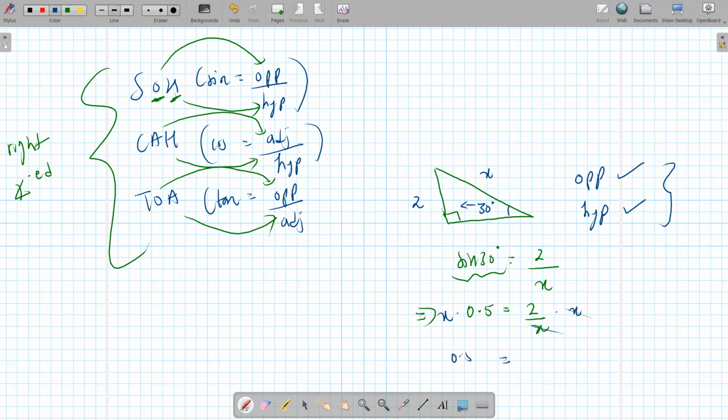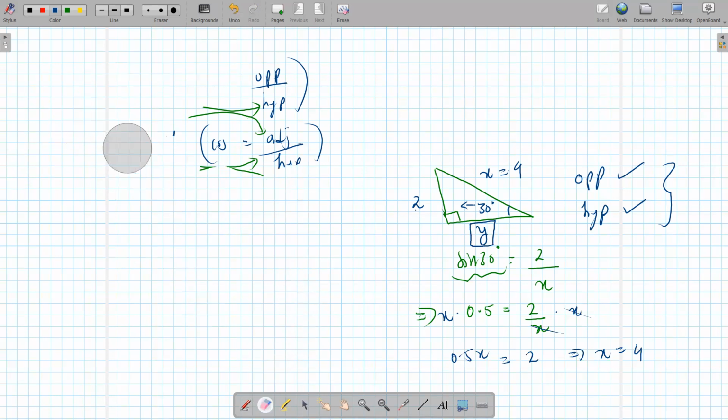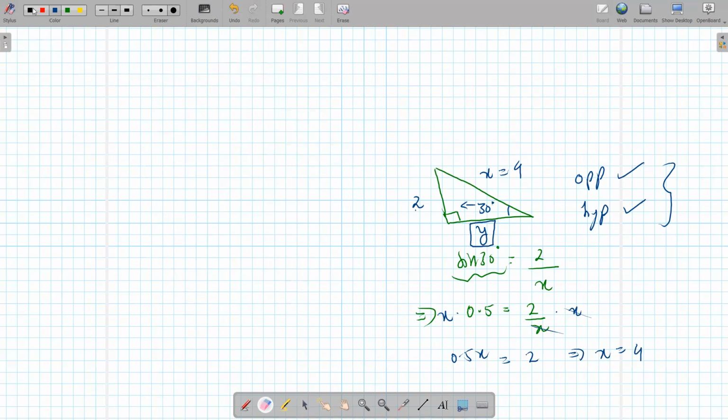So we get 0.5x is 2. And then we would get x is divide both sides by 0.5, x would be 4, right? Now notice this is a right angle triangle. What if I wanted to find, I don't know, y? How do I go about finding this? I already know the two other sides. It's a right angle triangle. You want to use Pythagoras' theorem, okay?